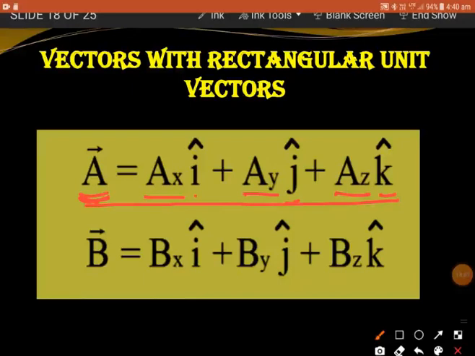Similarly, if you draw this b vector as the body diagonal, then naturally, similar to the previous one, your bx will be the magnitude of the component of b along the x-axis. Similarly, your by will be the magnitude of the component of b along what? Y-axis. And bz will be the magnitude of the component of this b along what? Z-axis. Got it? It should be written in this way, right?